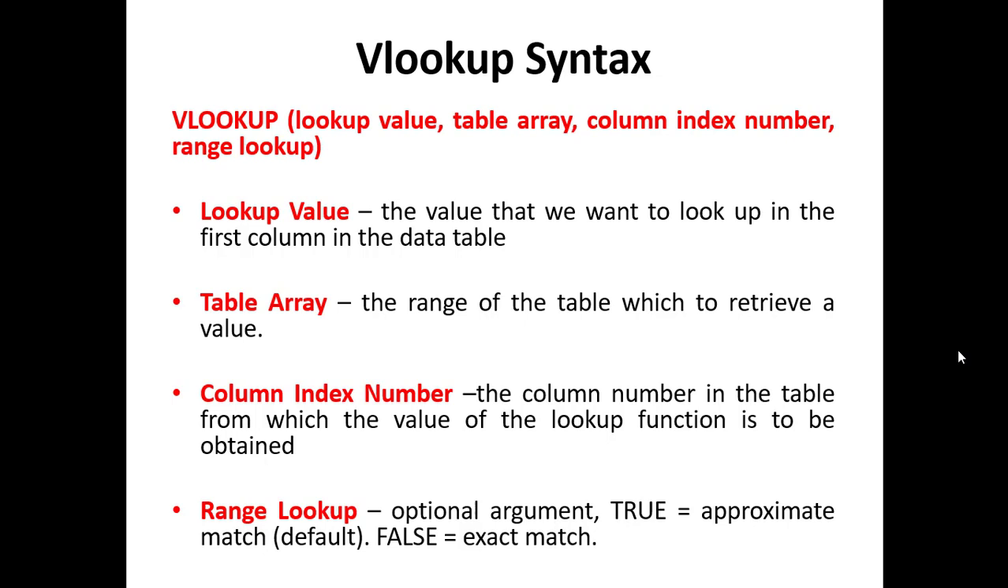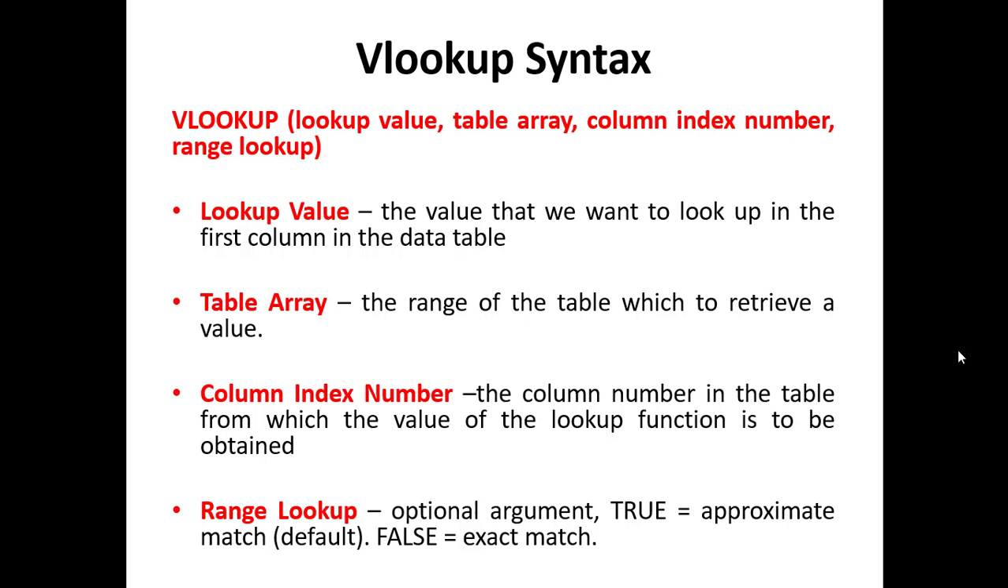Then the table array, the range of the table from which to retrieve the values. Now the array can be many columns. The array includes all the columns given in the database, including the searching value column, right? If our table has 10 columns starting from the first column, all these columns come under the array, or the full range of the database needs to be given as the table array, right? So that is the table array, whereby you are looking for the certain lookup value given in the first column.